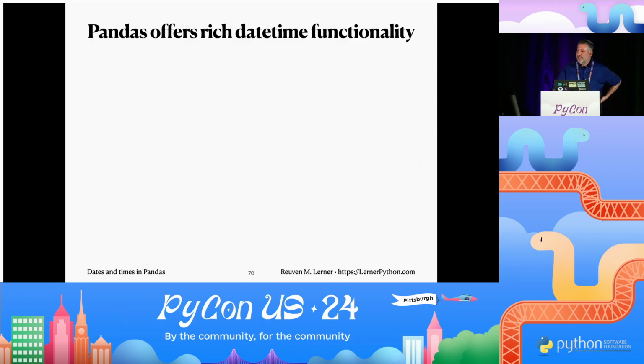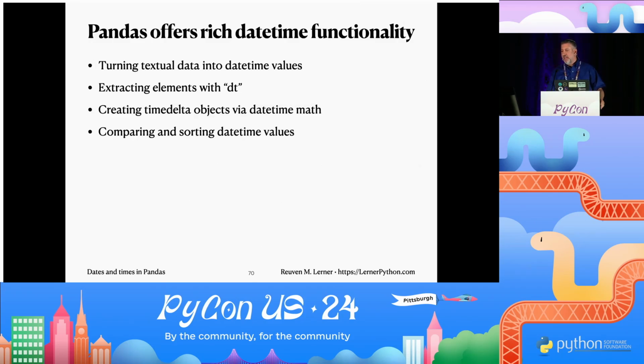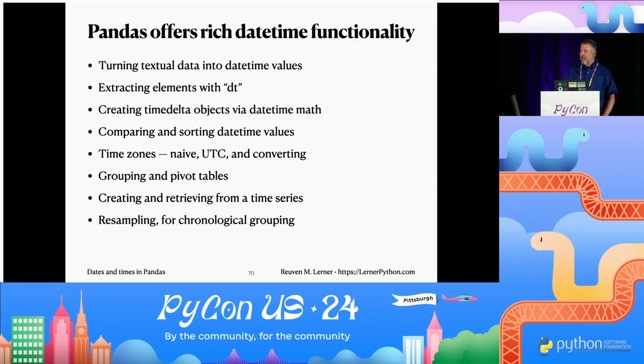All right, to summarize, Pandas offers a lot of rich datetime functionality, and I want to stress, I've worked with a lot of people over the years. Even many people who have worked with Pandas for many years aren't really familiar with all the stuff that it does with dates and times. And so I hope this opened your eyes to a bunch of it. How we can turn textual data into datetime values, how we can extract elements with dt, how we can create timedelta objects with datetime math, how we can compare and sort datetime values, how we can work with time zones, naive datetimes, UTC, and converting them, how we can use it for grouping and pivot tables, and how we can create a time series and then retrieve from it as well, and then, of course, resampling for chronological grouping.